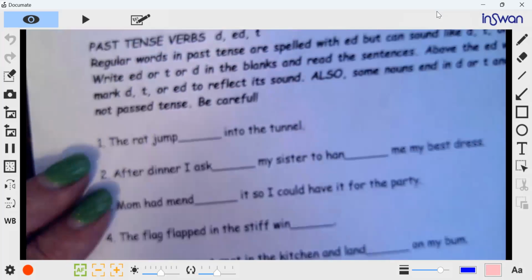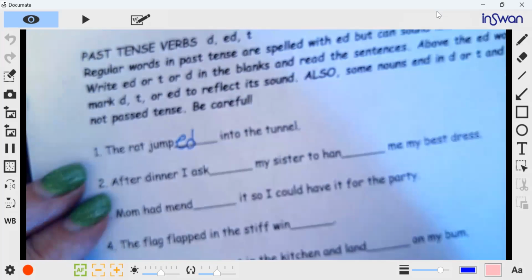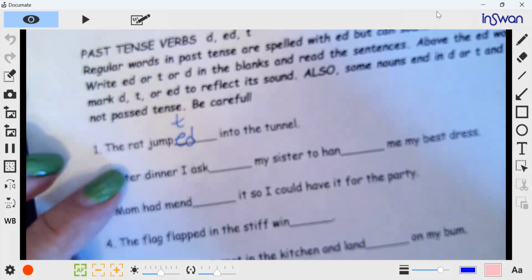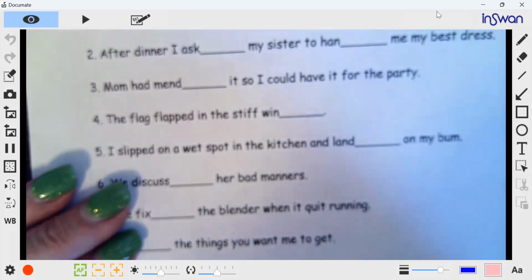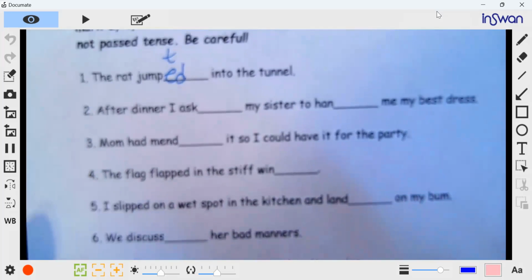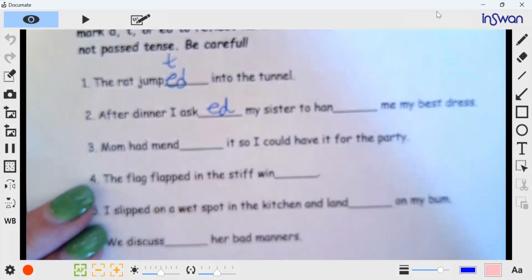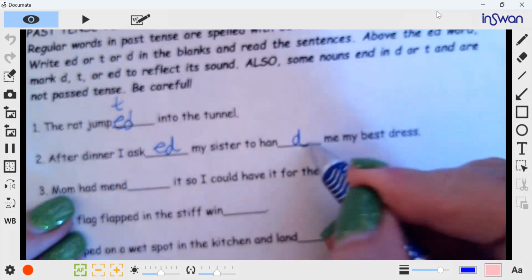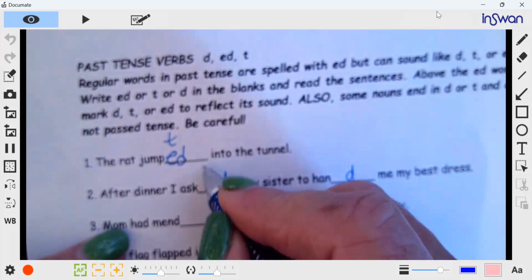So we're going to put the rat jumped into the tunnel. This is a past tense word, but you see how it sounds like T? The rat jumped into the tunnel. We did a lot of this kind of thing with our Minecraft learning adventure last summer, two summers ago, where we taught the kids the different sounds of ED. After dinner, I asked my sister to hand me my best dress. So the child has to recognize this is just the D by itself. This is past tense, asked, and it sounds like a T.